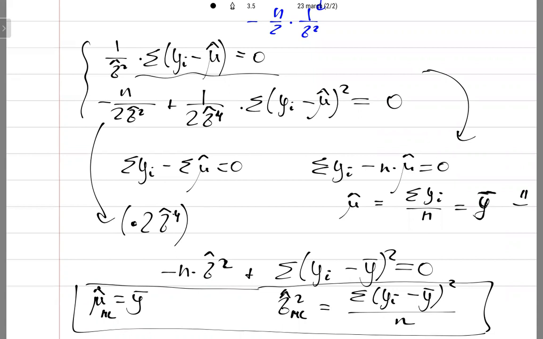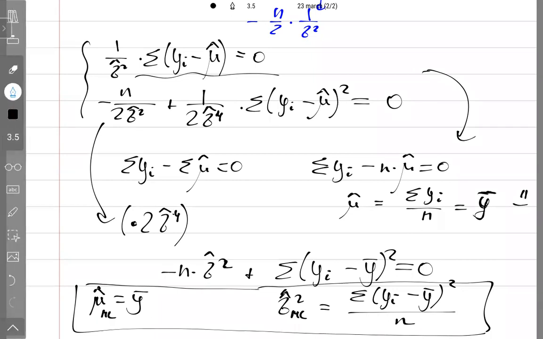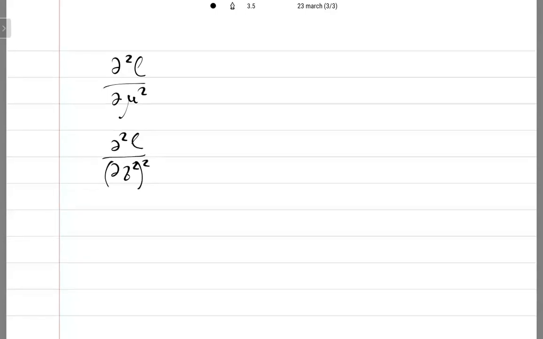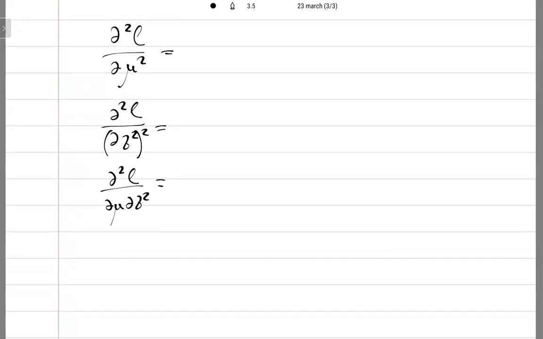Okay, now let's use the Hessian matrix, first for optimization purposes and then for statistics purposes. Maybe we have just found a minimum, or maybe it's a saddle point, or maybe a maximum. Let's check whether what we have obtained is indeed a maximum. We need to calculate the second order derivatives: d2l d mu squared, d2l d mu d sigma squared, and the second derivative with respect to sigma squared.